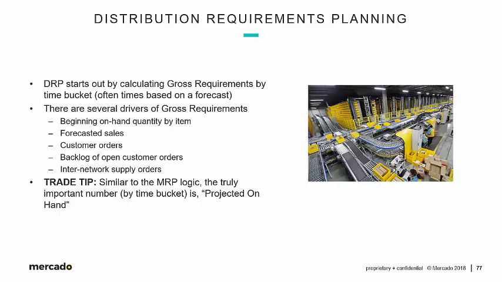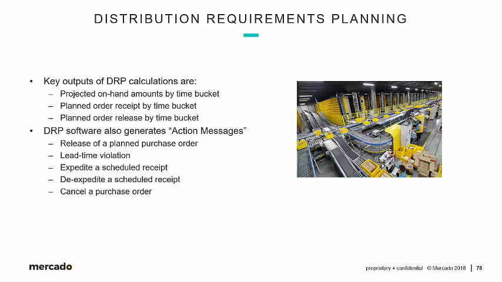And the more complex a distribution environment becomes in the United States in terms of number of locations, the more tricky, the more difficult DRP becomes. As a trade tip, and this sets the stage for subsequent conversations on the subject, similar to the MRP logic, the truly important number by time bucket is what's referred to as projected on hand. What do we think we're going to have of item-specific finished goods out into future time buckets? And how do we make adjustments if we don't have enough or if we have too much of that particular product?